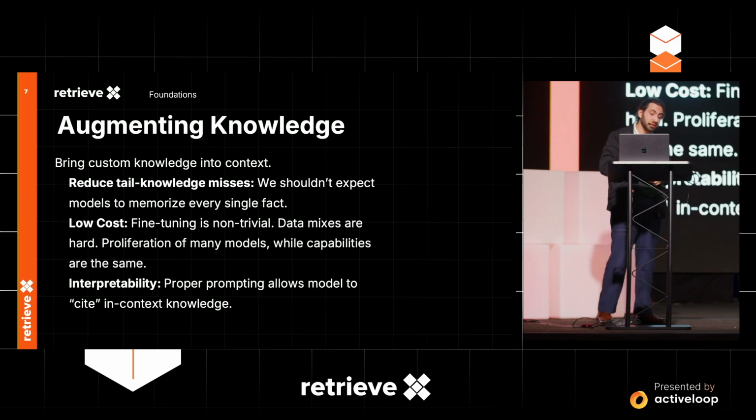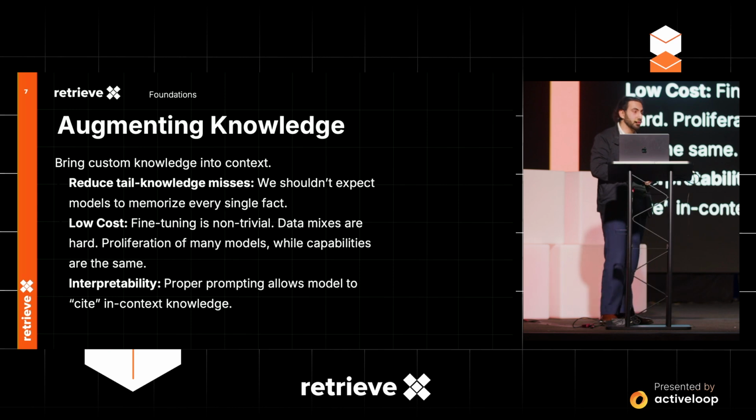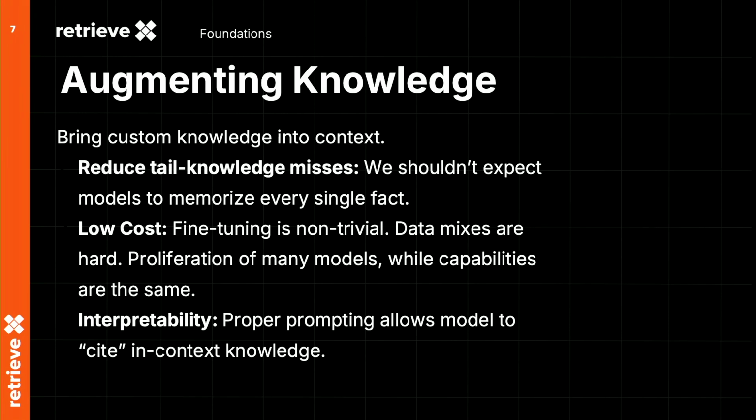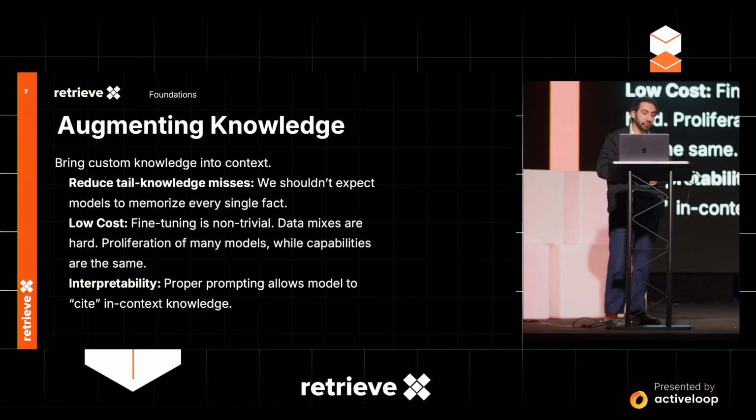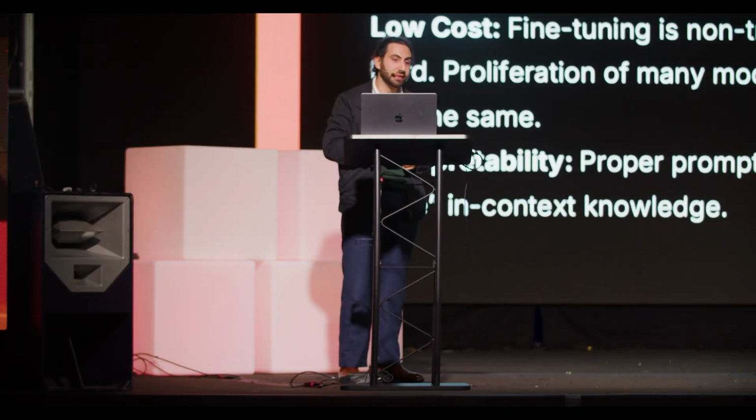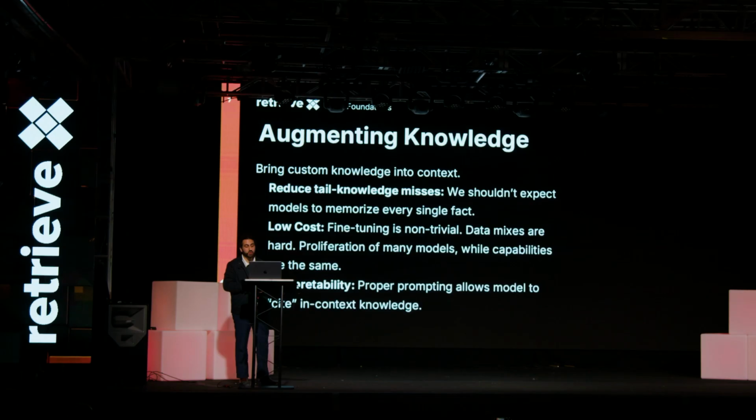The other thing that is notable is interpretability. So proper prompting will allow your model to cite your in-context knowledge. You see this with ChatGPT, but I think the best example here is Perplexity, which is able to very directly reference specific documents that it's looking at. And this is all, of course, done through a proper RAG setup.